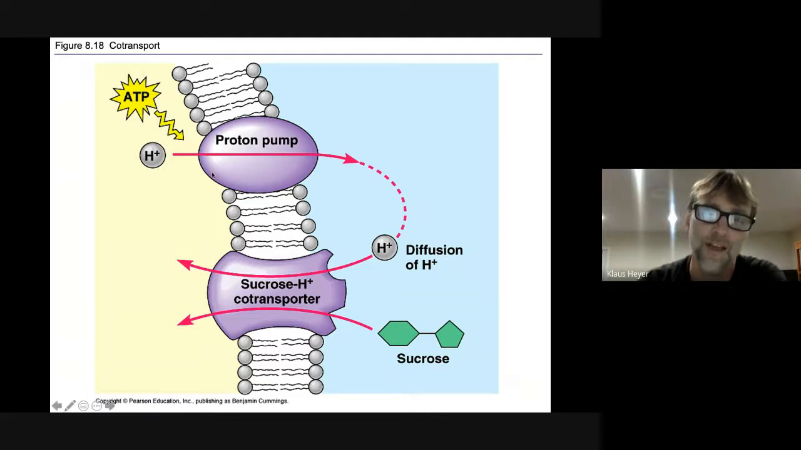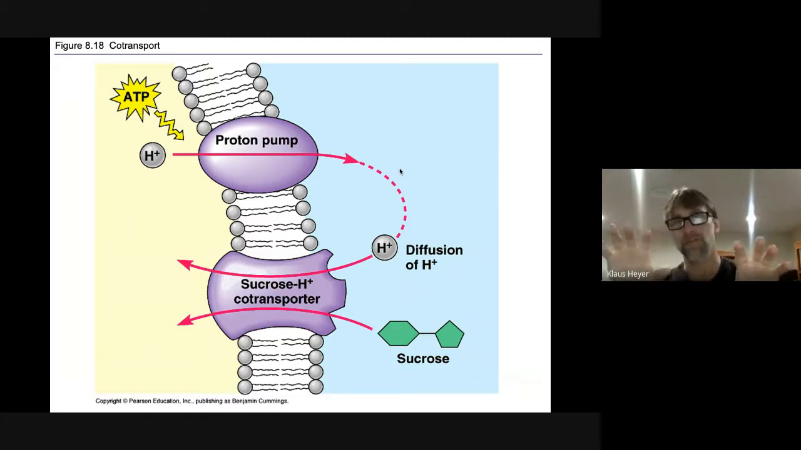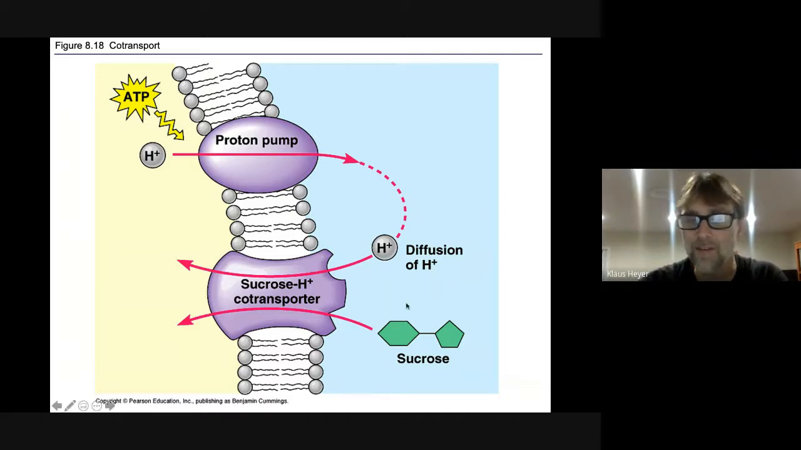So what happens is that we're going to pump these. Remember, an H plus, it's a hydrogen ion, so we call it a proton. We're going to pump these protons out of the cell. So let's say you've got 50 protons inside, 50 protons outside. You pump those 50 protons out of the cell. Now you have 100 protons outside and you don't have any inside. So 50 of them want to go back in. And they do, but when they go back in, they're going to take a molecule of sucrose with them.